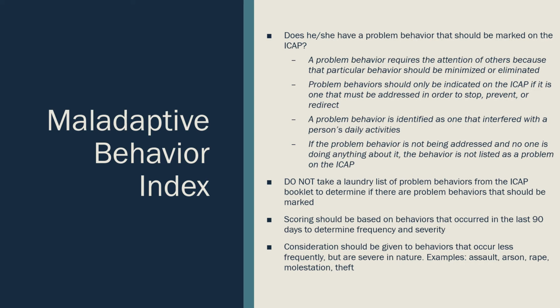If the problem behavior is not being addressed and no one is doing anything about it, this behavior is not listed as a problem behavior on the ICAP. Please do not take a laundry list of problem behaviors from the ICAP booklet to determine if there are problem behaviors that should be marked. The scoring should be based on behaviors that occurred in the last 90 days to determine frequency and severity. Consideration should be given to behaviors that occur less frequently, but that are severe in nature. These examples are assault, arson, rape, molestation, and theft.